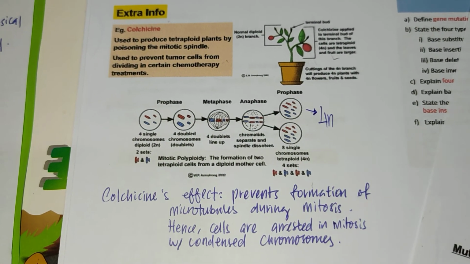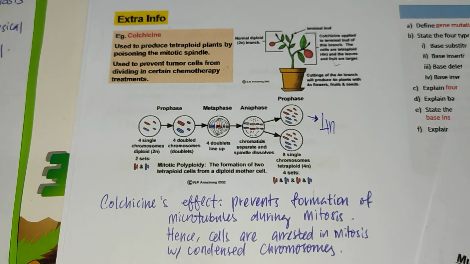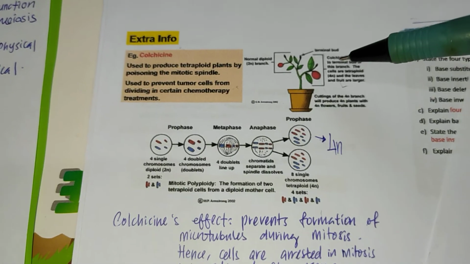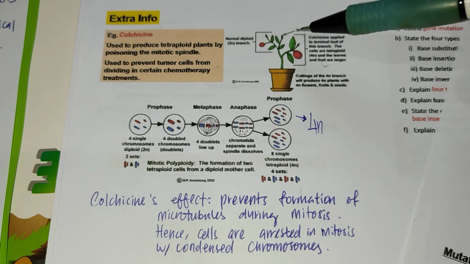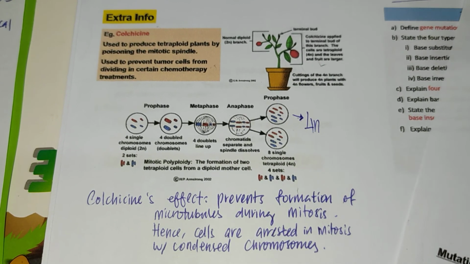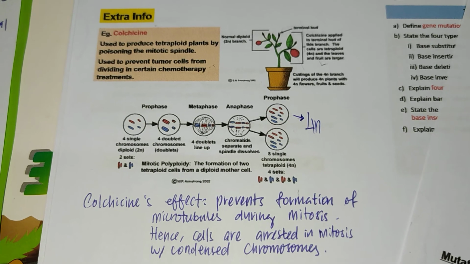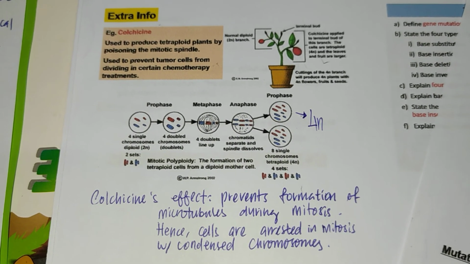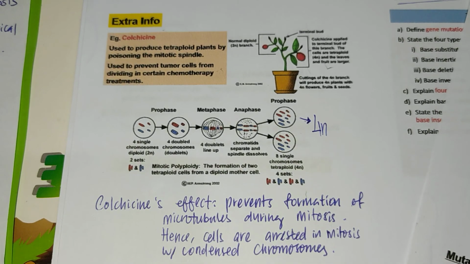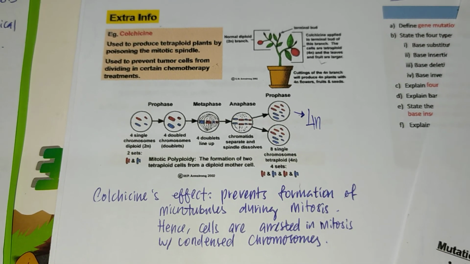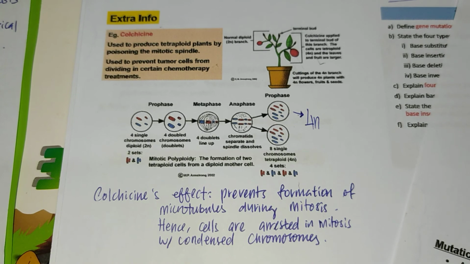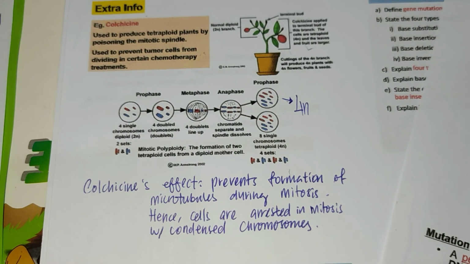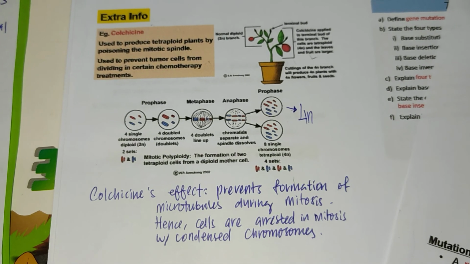So we can use these mutations to our advantage. In this example, we can use colchicine to produce tetraploid plants, which have bigger leaves, bigger fruits, and therefore give us a higher yield. Okay, hasil kita lebih banyak. And we can also use it in the medical industry. We can use it to prevent tumor cells from dividing in certain chemotherapy treatments. Alright, so that is it for now. Let's take a short break before we go into gene mutation.